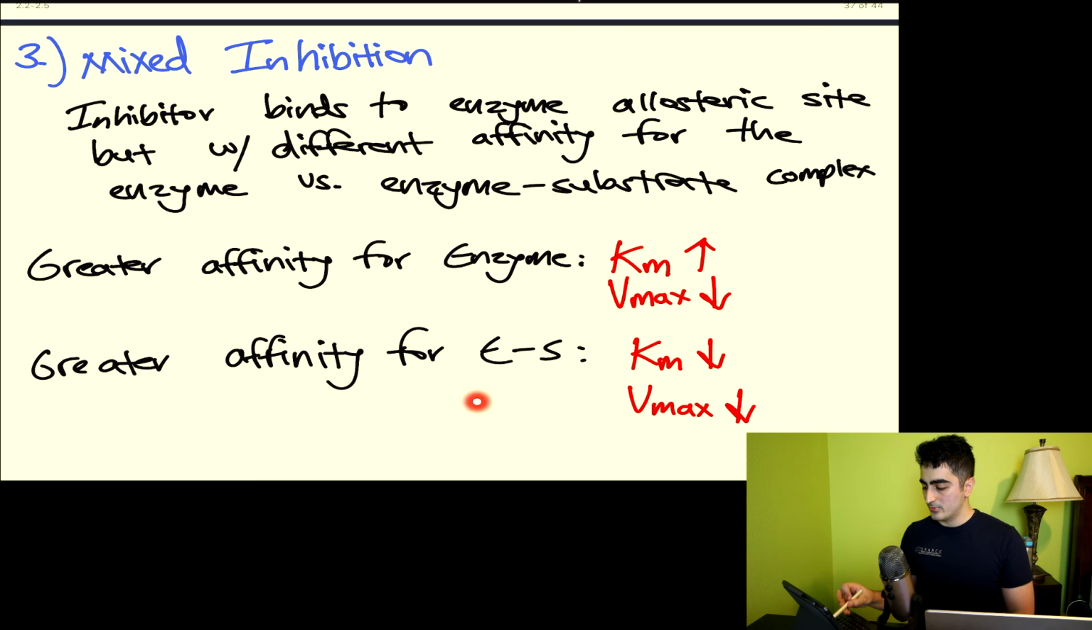What I want you to think of when a mixed inhibitor has a greater affinity for the enzyme substrate complex is that if you lock in the enzyme and the substrate together, you're basically increasing their affinity. They like love each other more. So you're going to be decreasing the Km in this situation because you're increasing affinity, and you're also going to be decreasing Vmax. In both scenarios, you're decreasing Vmax, but if the inhibitor has a greater affinity for the enzyme, you increase Km. If it has a greater affinity for the enzyme substrate complex, you decrease the Km.